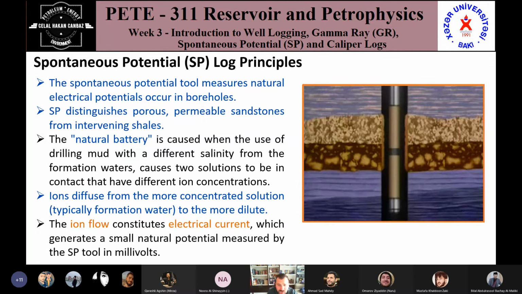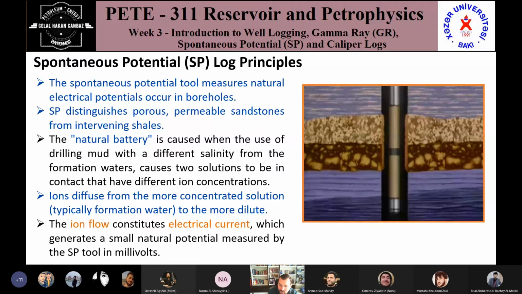Okay, so the natural battery is caused when the use of drilling mud with a different salinity from the formation waters causes two solutions to be in contact that have different ion concentrations, it says. Ions diffuse from the more concentrated solution, typically the formation water, to the more dilute one, like the mud. The ion flow constitutes electrical current, which generates a small natural potential measured by SP in millivolts. So the definition is given to you, and the output value is given in millivolts.